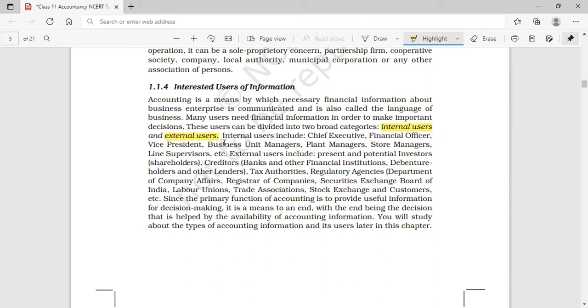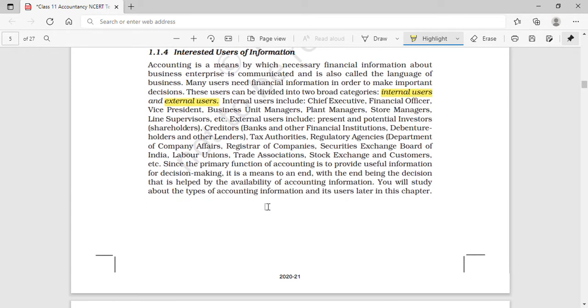Well, for the internal users, who are those? Your CEOs, your CFO, business unit managers, your store managers. Why is it important for them? For expanding any business, you will have to take a decision whether my company is really making profits that I can expand the business or not. So it is very, very important for the internal users.